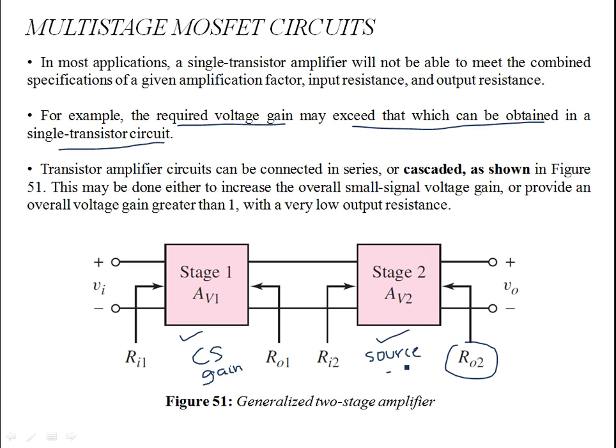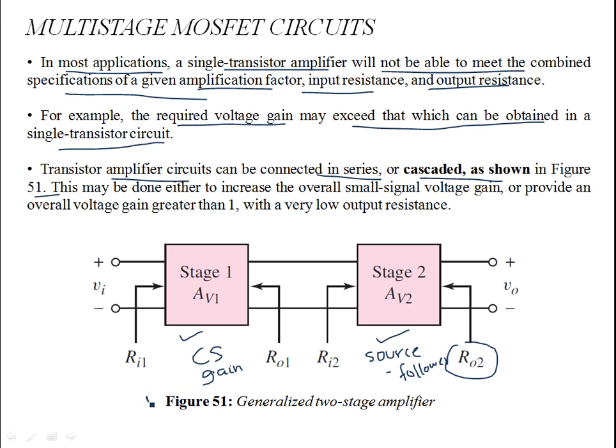So depending on the requirements, you might want to construct your circuit using cascaded or multi-stage MOSFET devices, okay. So it all depends on the requirements. So this is another application of MOSFET. So you see in most applications, the single transistor amplifier will not be able to meet the combined specifications of a given amplifier. For example, the input resistance, output resistance, etc., or the amplification factor. So transistor amplifier circuits can be connected in series or cascaded, as shown in figure 51.